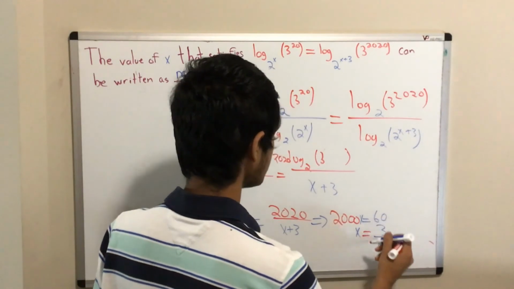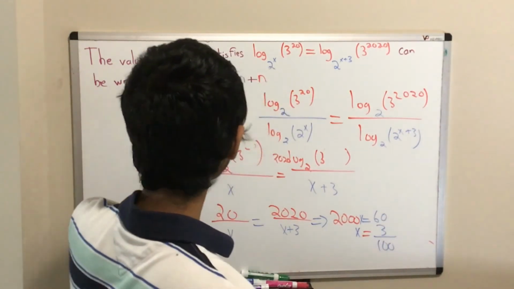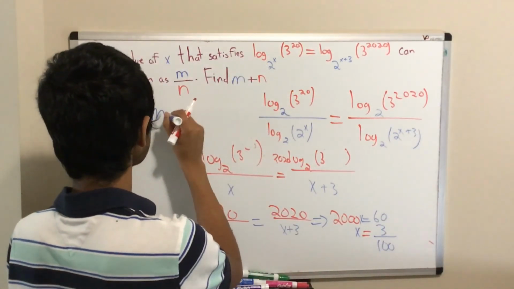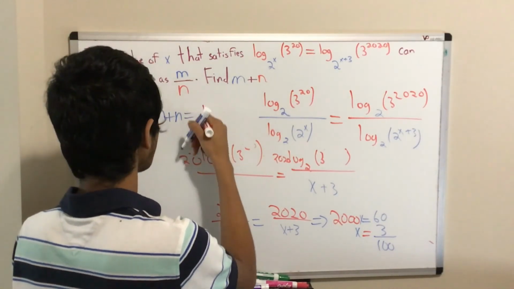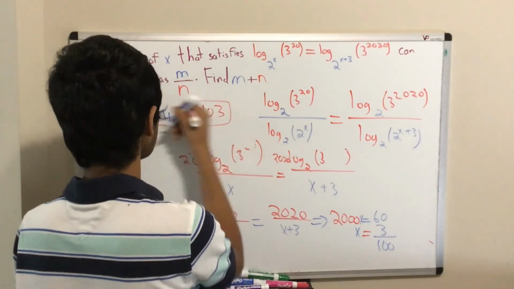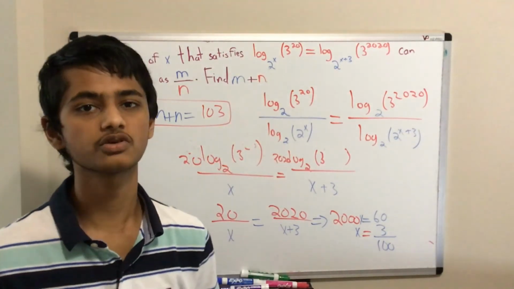So m is 3 and 100 is n, so m plus n is going to be 103. And that's our final answer for this logarithm question over here.